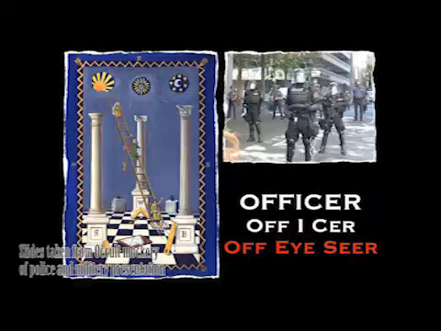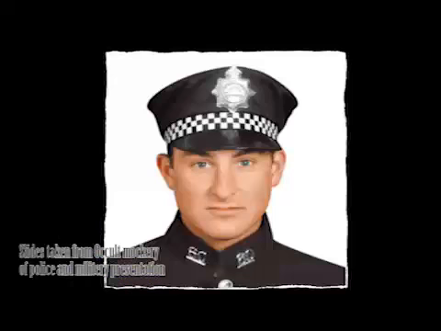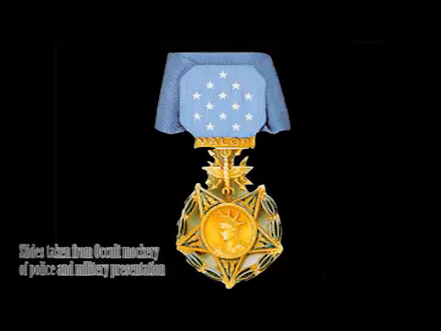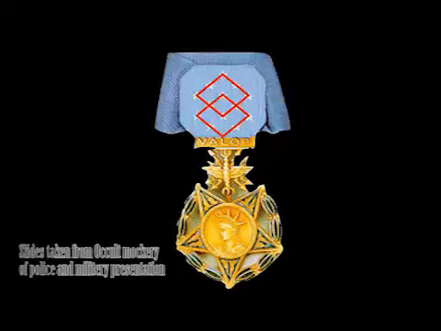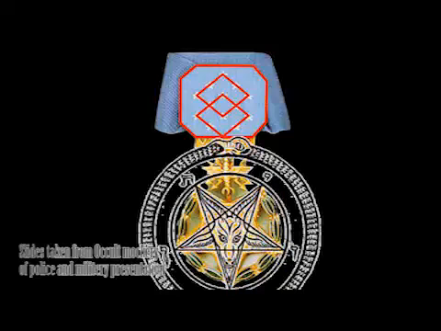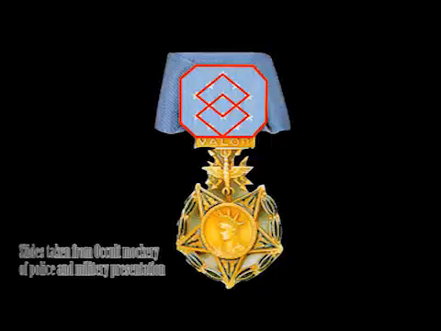Officer can be broken down to off-eye seer, signifying left brain imbalance, or the one-eye seer, referencing the Eye of Horus. In the military, the Medal of Valor can be seen as satanic through this language of symbolism, which features the double square, the octagon, as well as an eagle claw reaching into an inverted 5-pointed star. In the center is a woman with a 7-pointed crown. Simply put, this means your mind is under our control.